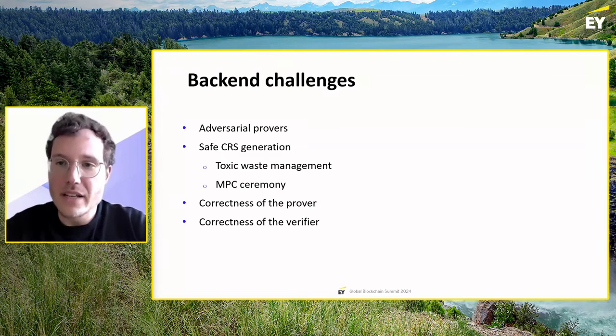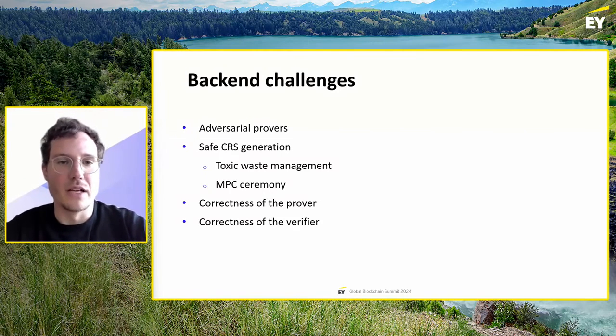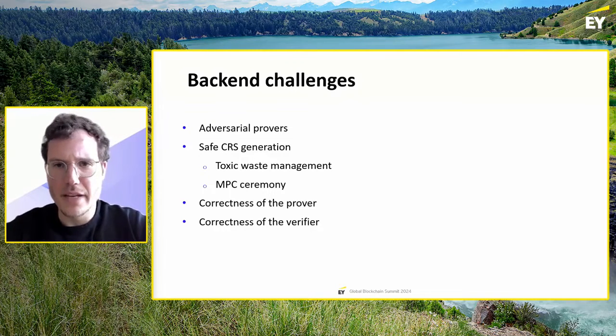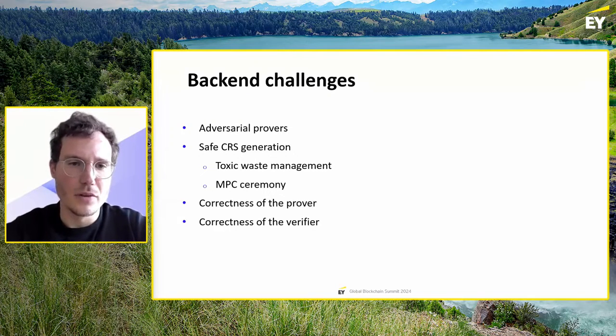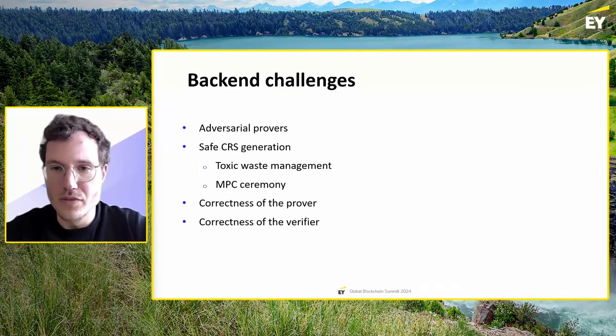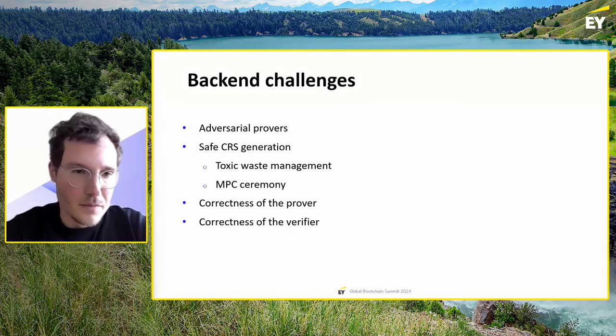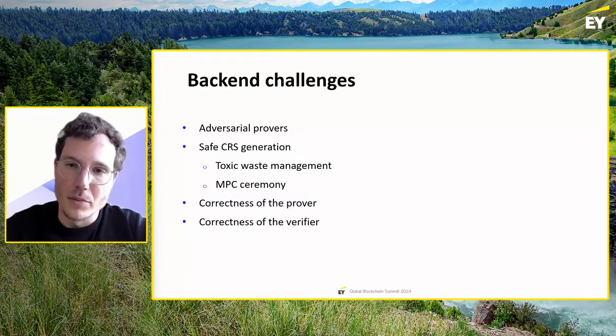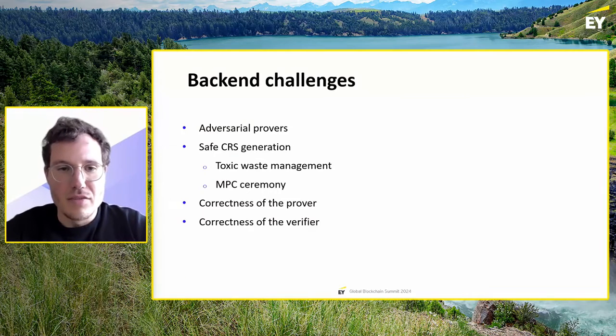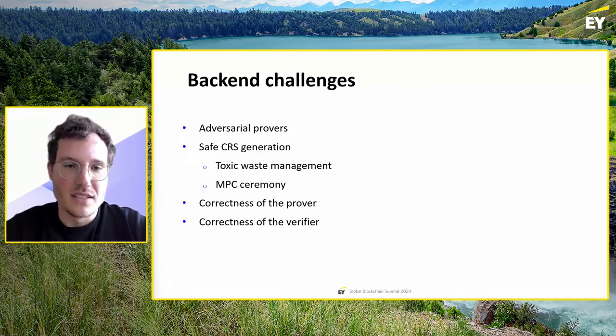Let's talk about the backend challenges. We can have some adversarial provers that may leak private inputs, for example, or also manipulate the proof if the circuit allows it. We may have some issues during the common reference string generation if, for example, toxic waste is not properly deleted. This would allow some attacker to forge proofs that would verify, but that actually are wrong. And we can have some other more classical bugs in the prover or in the verifier.